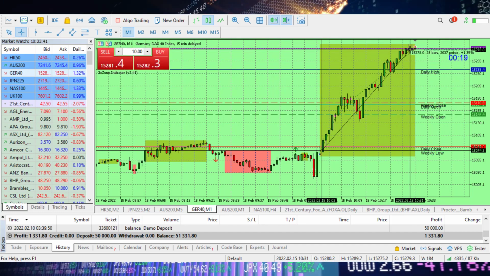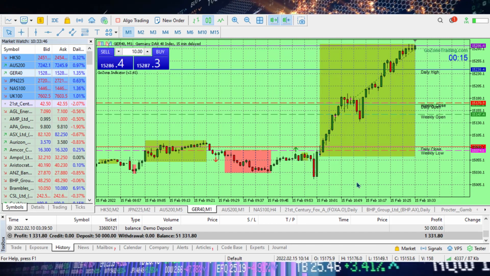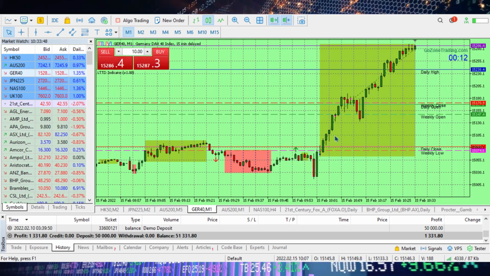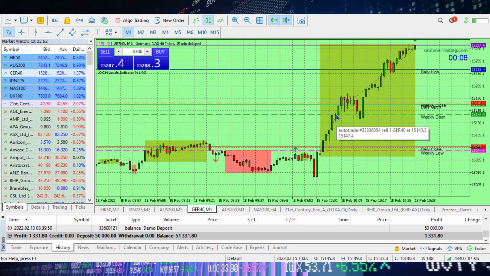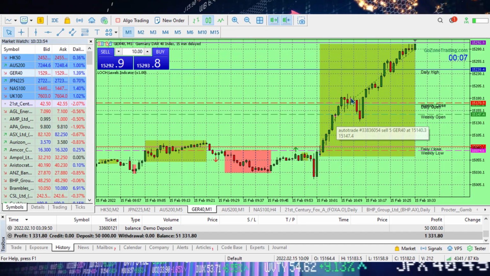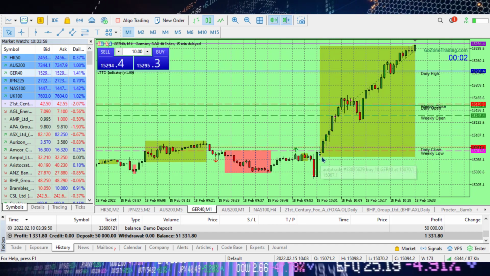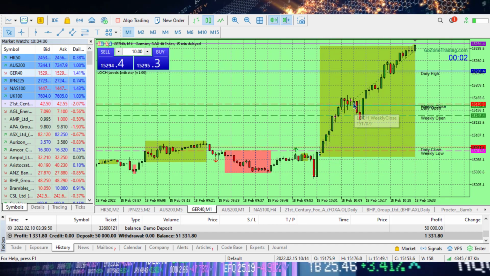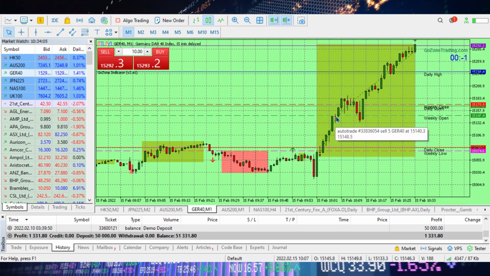Not bad. All right, so I exited a little early because the go zone is still going, and obviously it's making a newer high, so I'm leaving a little money on the table. But am I upset? Not at all. I was risk-free in this trade within 6 minutes. I just made $1,331 without sweating it.